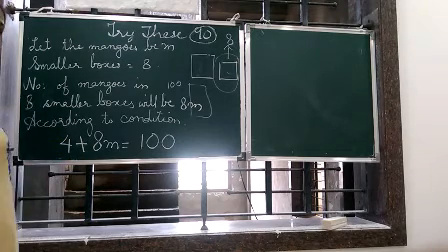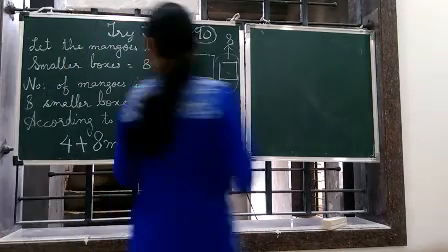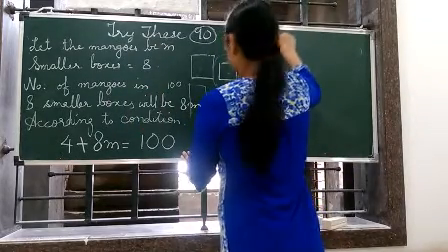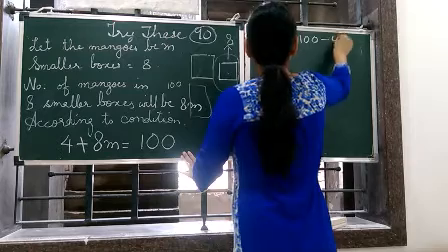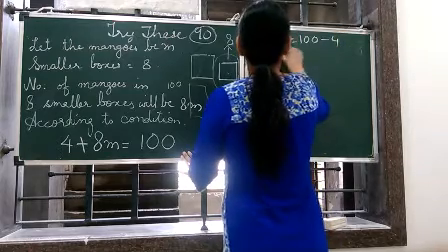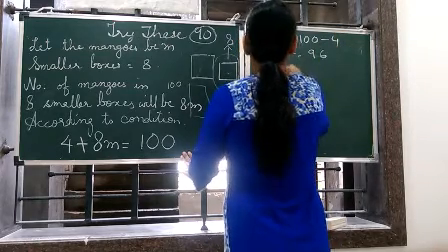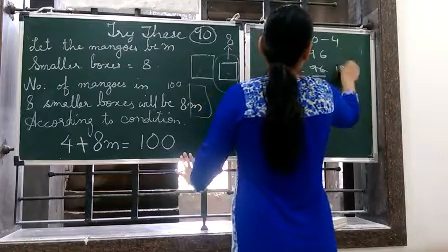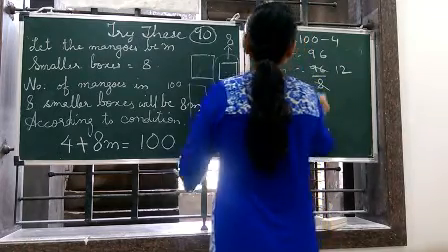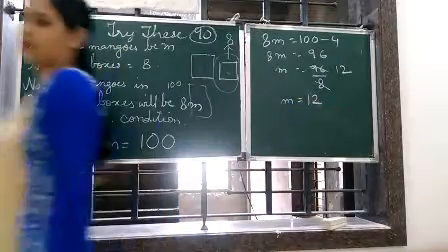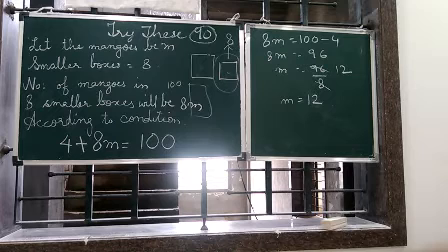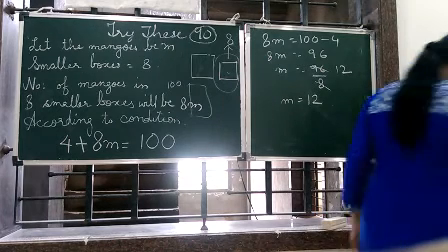Now let's solve this equation. 4 will be transposed this side. So 8m is equal to 100 minus 4. So 8m is equal to 96. m is equal to 96 by 8, which is equal to 12. So each smaller box is having how many mangoes? 12 mangoes. Clear? So this completes the trivials.